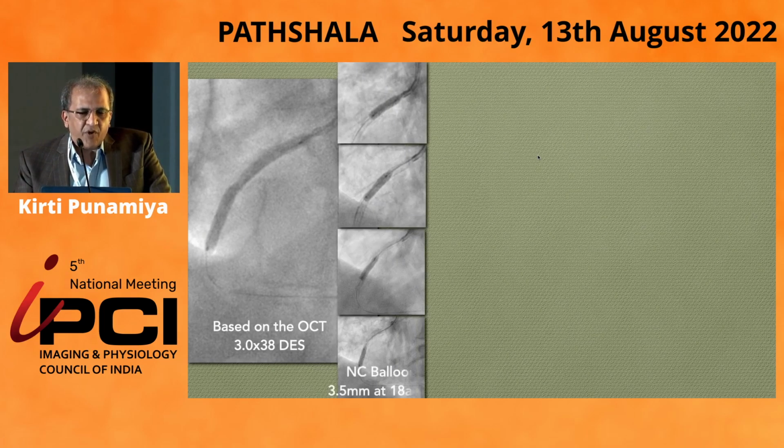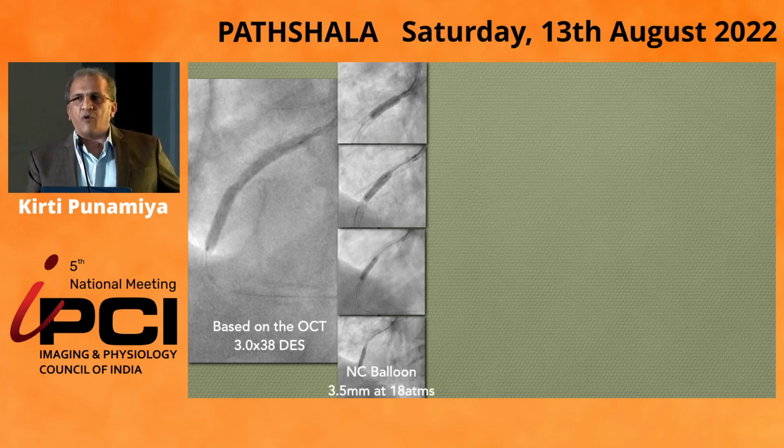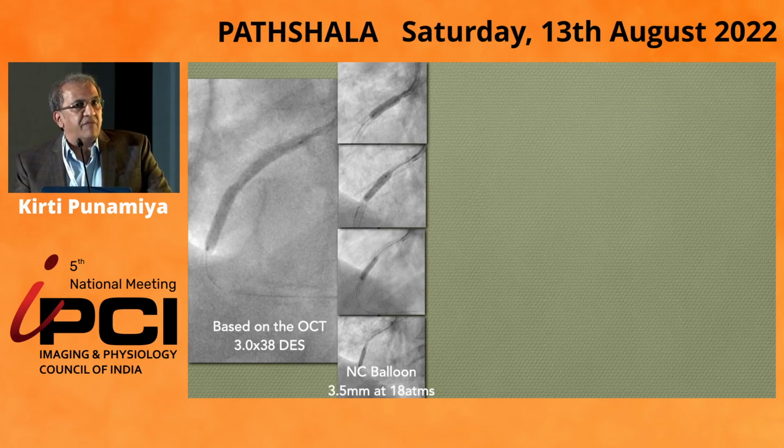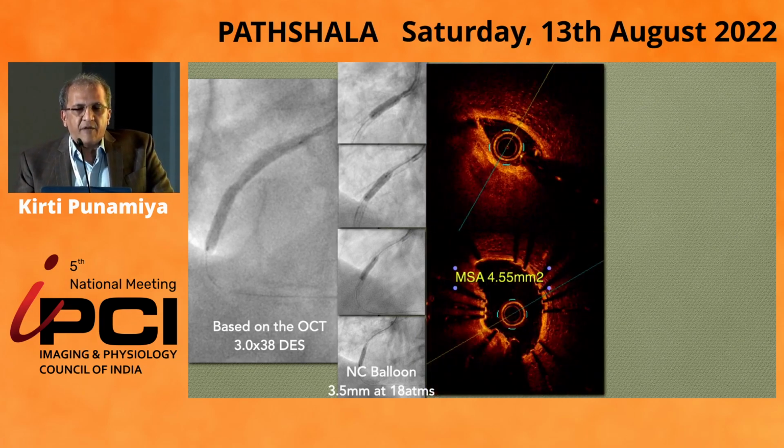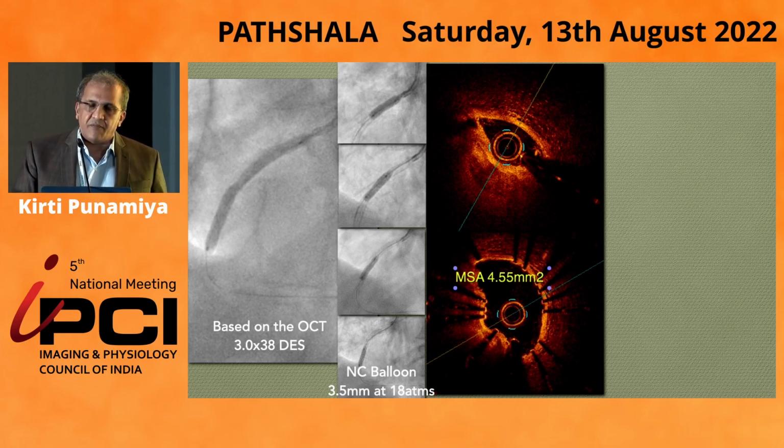So we took a 3.5 balloon and dilated to 18 atmospheres. And in both the orthogonal views, our balloon appeared well expanded. So we did an OCT, and this is what the OCT showed. Despite our best efforts, our expected MSA is somewhere around 8.5. What we get is 4.55. So having looked at this, I said, what else can I do to improve this?